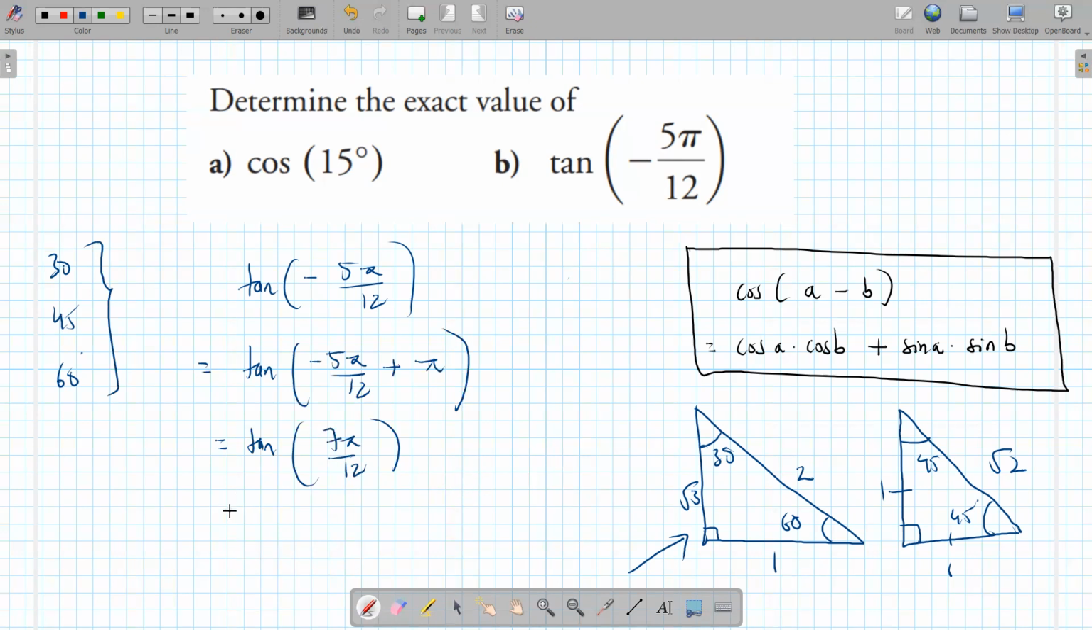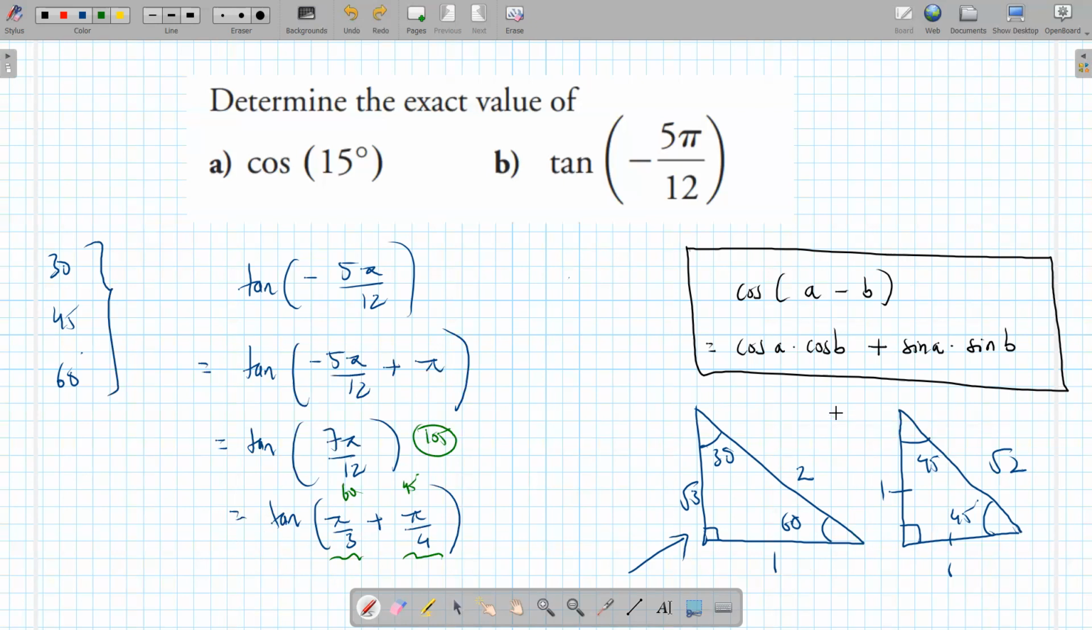So now this becomes tan of 60. 60 is pi over 3. And 45 is pi over 4. Like that. So we have rewritten 105, or 7 pi over 12, as a sum of 60 and 45, okay? Because why these two? Because we can get these two using the triangles over there.